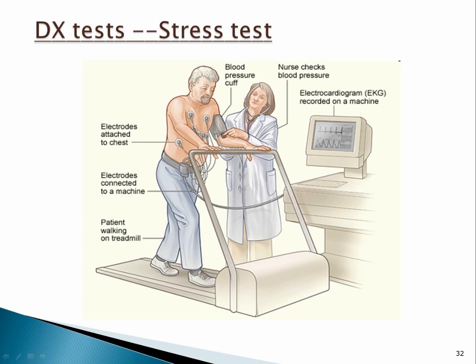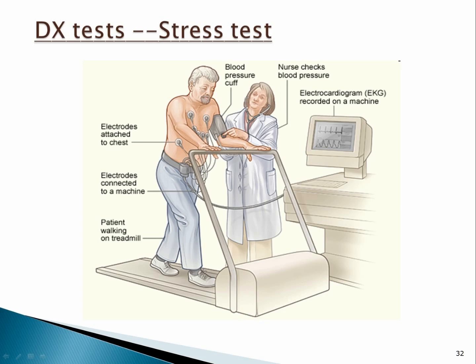In a stress test, the patient is asked to do exercise such as riding a stationary bike or walking on a treadmill. Blood pressure monitoring and EKG tracing are done at the same time that the patient is exercising. The patient should be able to do the exercise without chest pain or dysrhythmia.